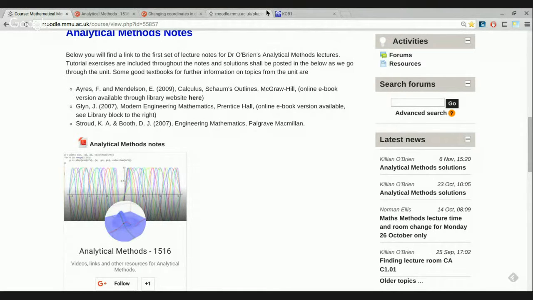So today we're going to be looking at section 1.17. Section 1.17, which is on changing coordinates in double and triple integrals. Let me show you some triple integrals today. Integrals of functions of three variables.